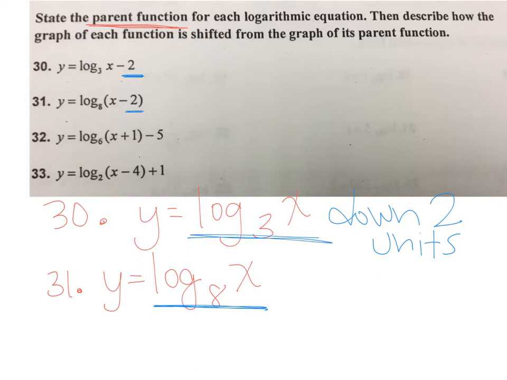Well, that minus 2 is in parentheses. It's with the x. So a minus 2 that's in parentheses is going to be a horizontal shift, and it's going to shift this function 2 units to the right. So right 2 units is how that one is going to shift from the parent graph. Now, problems 32 and 33 each have 2 shifts, both a horizontal and a vertical shift in them. So go ahead and try those. And when you finish, please turn in your papers. Have a great afternoon.